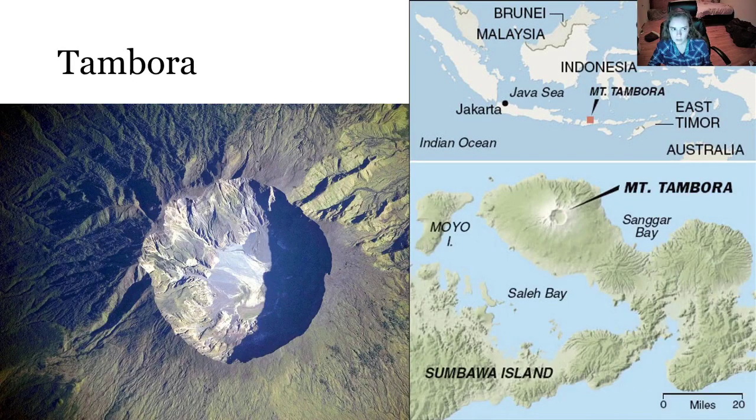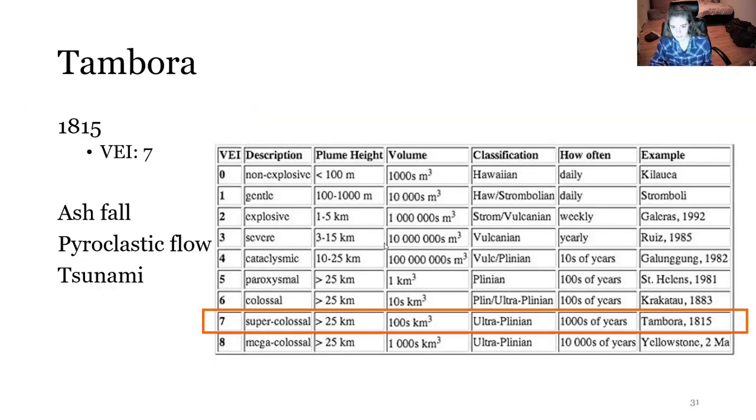So then the last two we're going to be talking about were not necessarily recent, but they were particularly cataclysmic. So here is Tambora. Mount Tambora is located on Sumbawa Island, and it's a very large volcano. Here in this picture, we're looking down into the crater, and you can see the size of it on this map over here. But this volcano erupted in 1815 and had a VEI of 7, so that makes it a super colossal eruption or explosion.